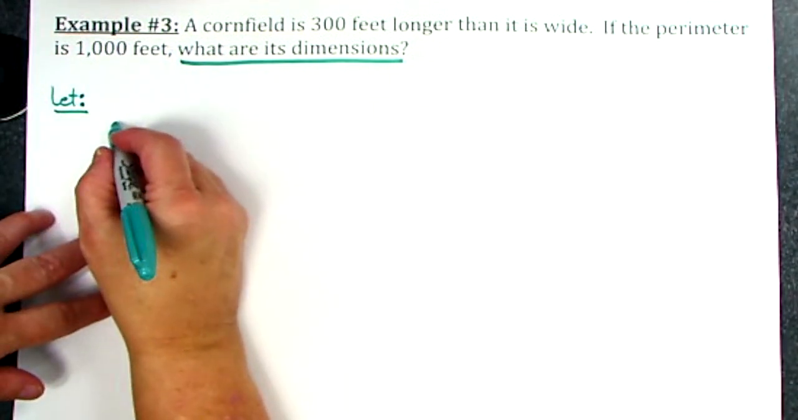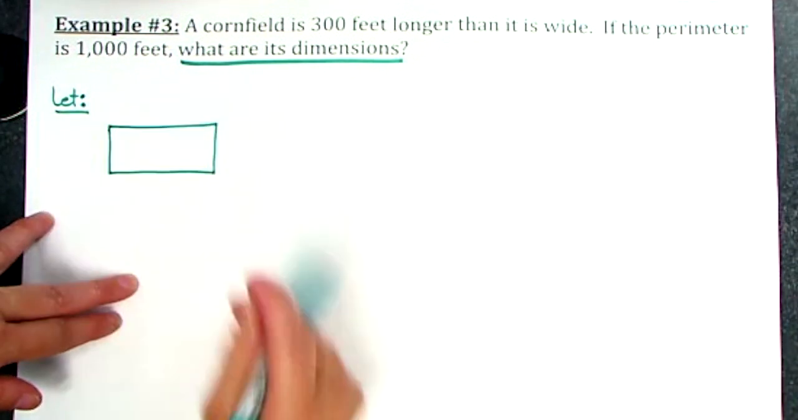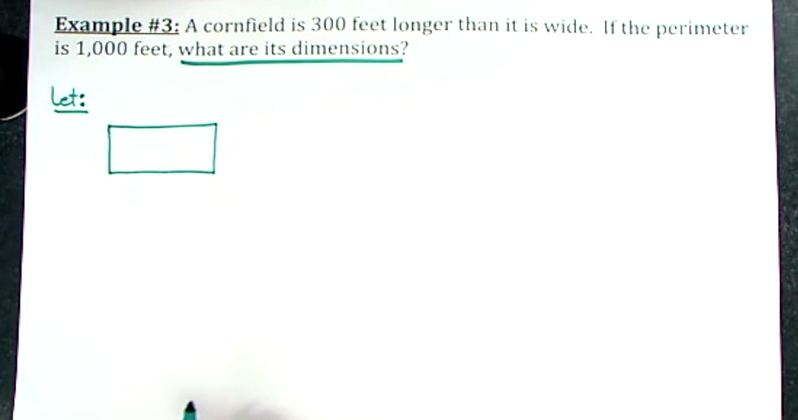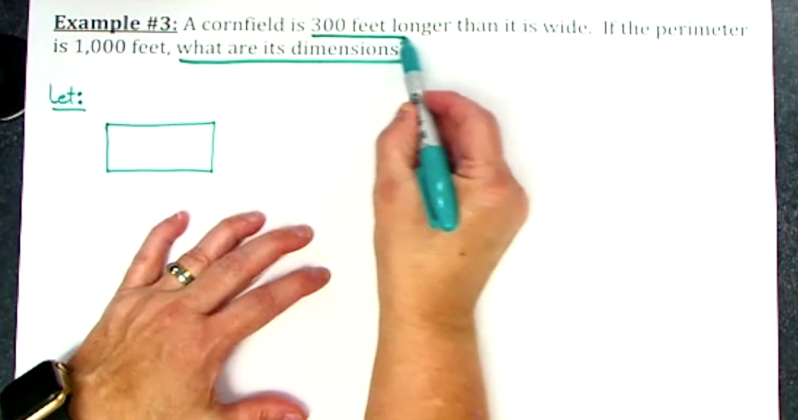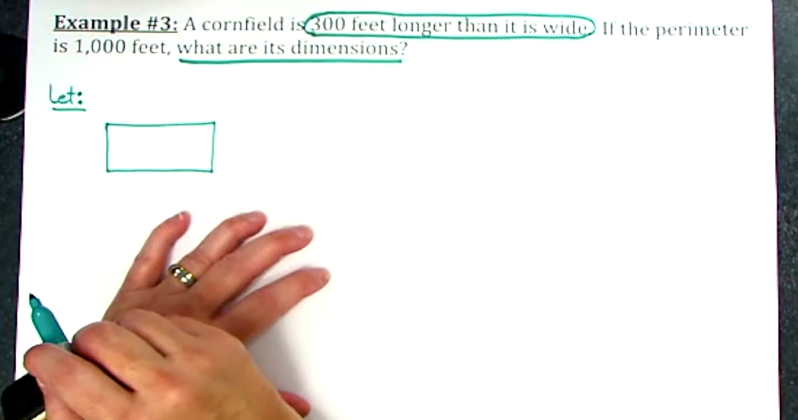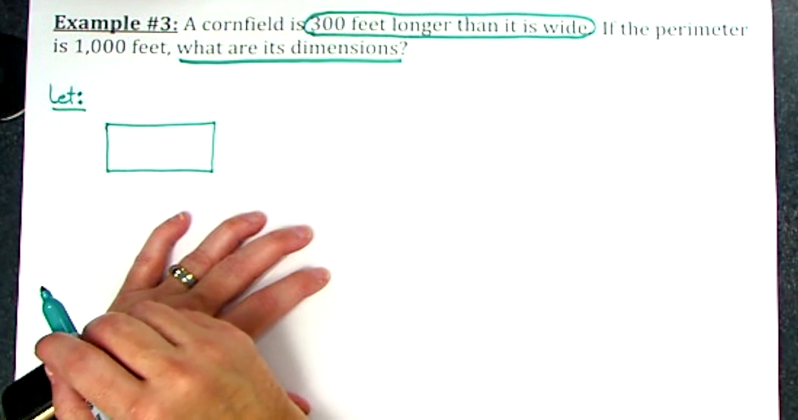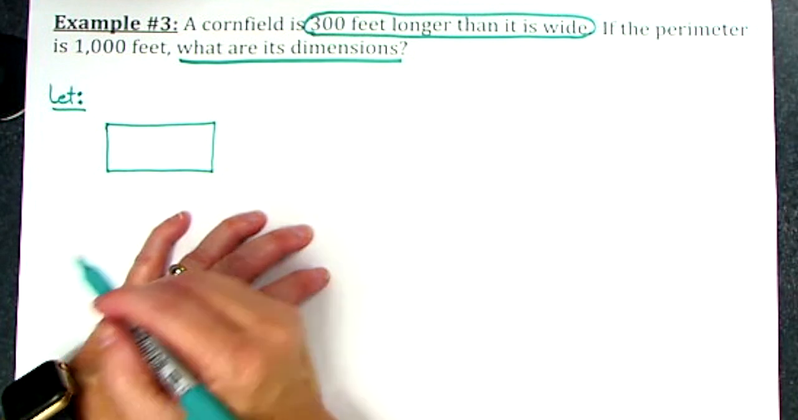All right, we have a rectangular cornfield. So you may draw a rectangle. This can be your define the variables. The cornfield is 300 feet longer than it is wide. So that phrase right there tells you which one has to be X. Is it the width or is it the length? The width.